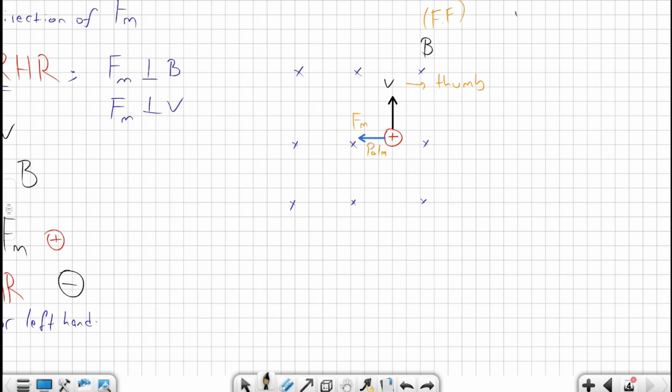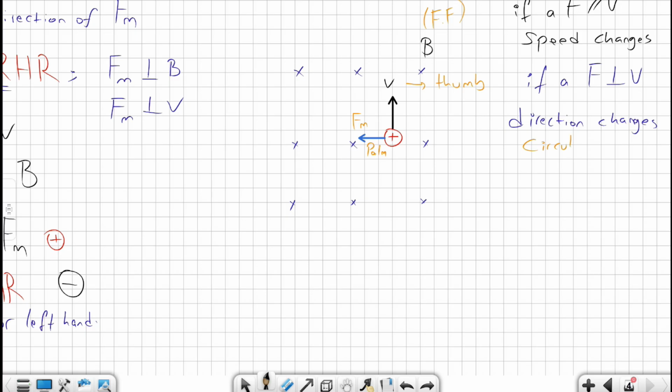From chapter 1, we already know that if a force is parallel to a velocity, it will change speed. It is either increasing or decreasing the speed depending on their direction. If a force is perpendicular to a velocity, it will change direction, which we had in circular motion. So here we will have a circular motion because the magnetic force is changing the direction of the velocity, and it will change the direction of the velocity always toward itself.